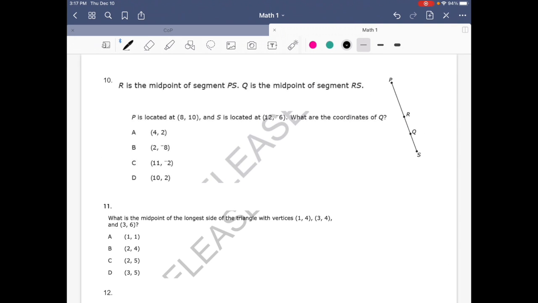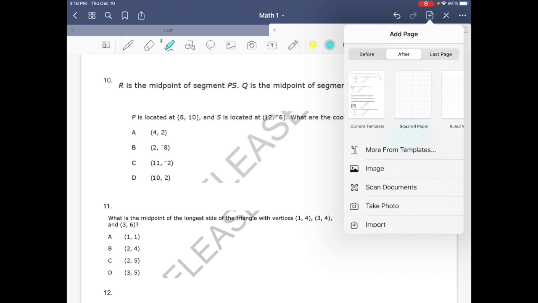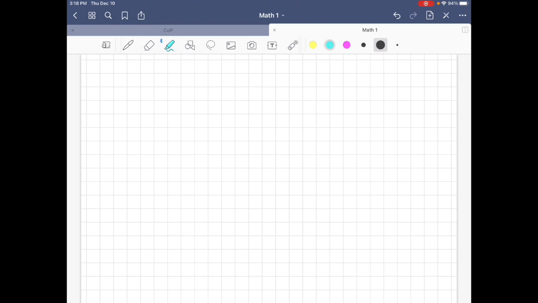All right, so for number 10, it says that R is the midpoint of the segment PS. Q is the midpoint of the segment RS. So P is located at 8, 10, and S is located at 12, negative 6. They want to know where Q is located, okay? So again, I'm going to insert some graph paper here, and I'm going to graph this. I think it's going to be easier to see. And then we'll look at it in Desmos as well.